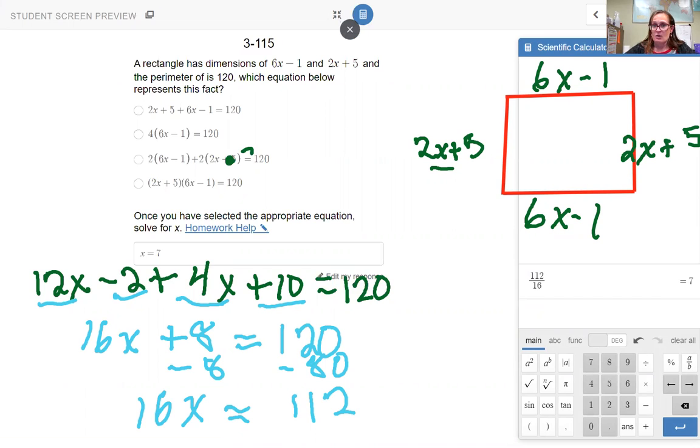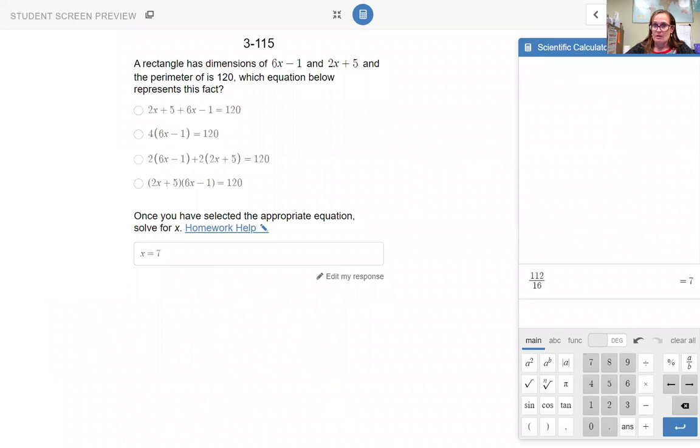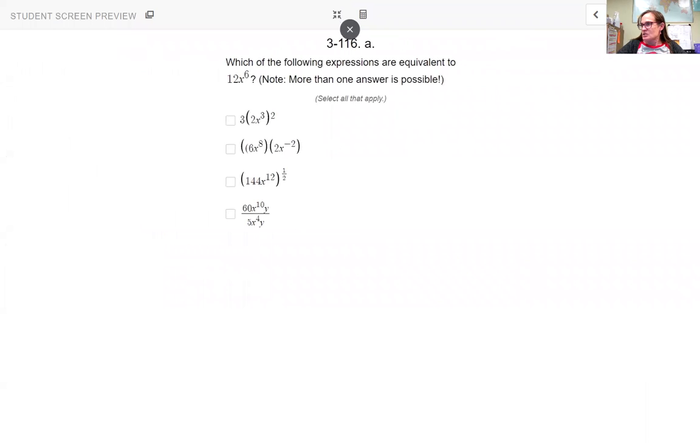Okay, so now we are ready for page 17. Clear all. Okay, page 17. Which of the following expressions are equivalent to 12 times x to the 6th power? More than one answer is possible. So the way we're going to figure this out is we're going to just try each of the equations.